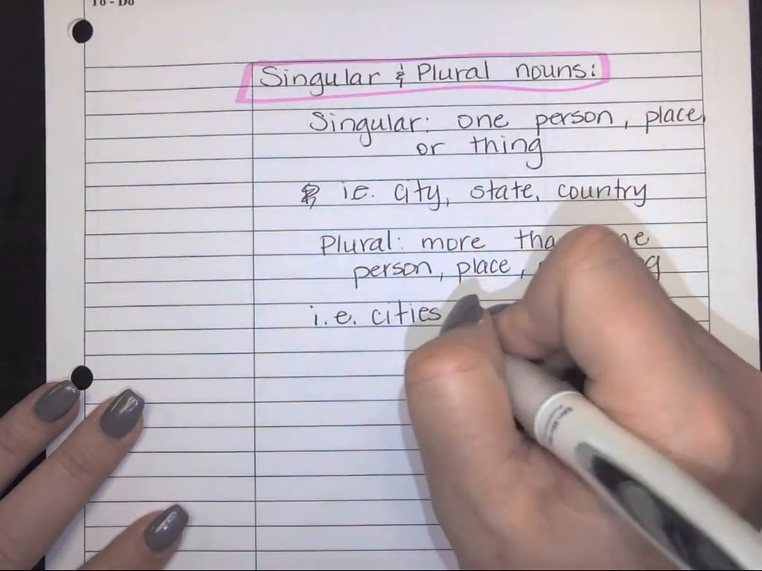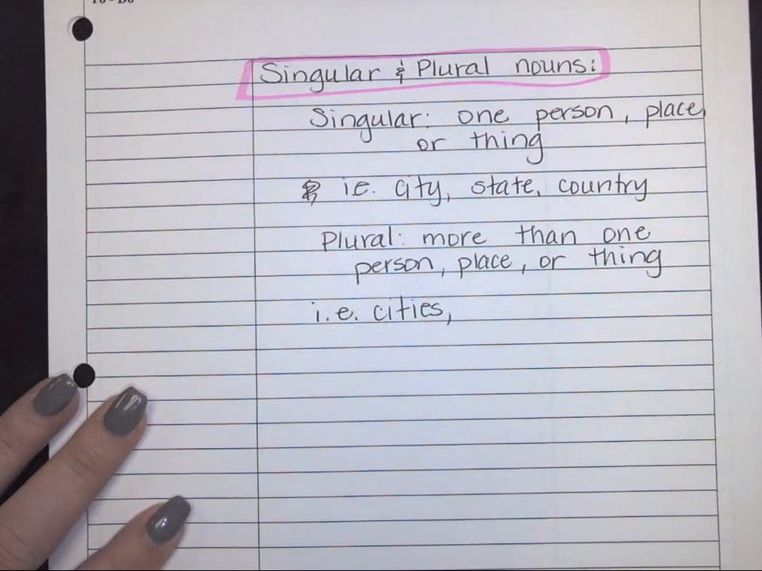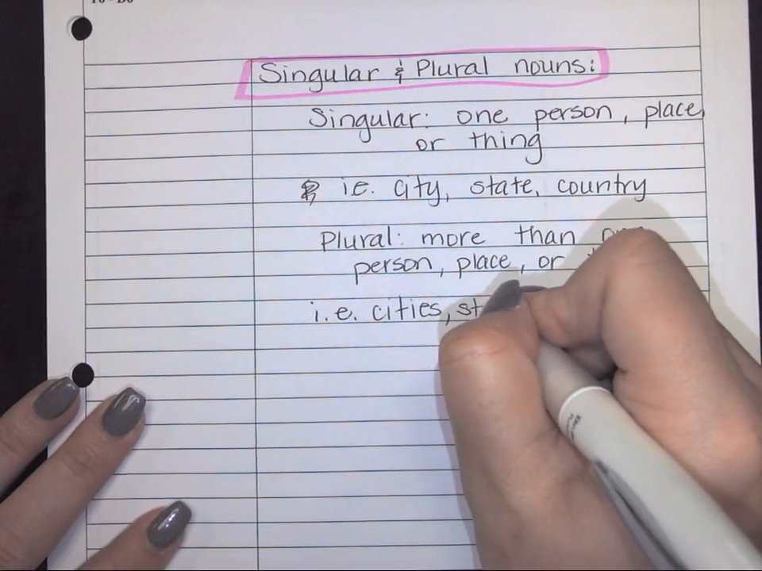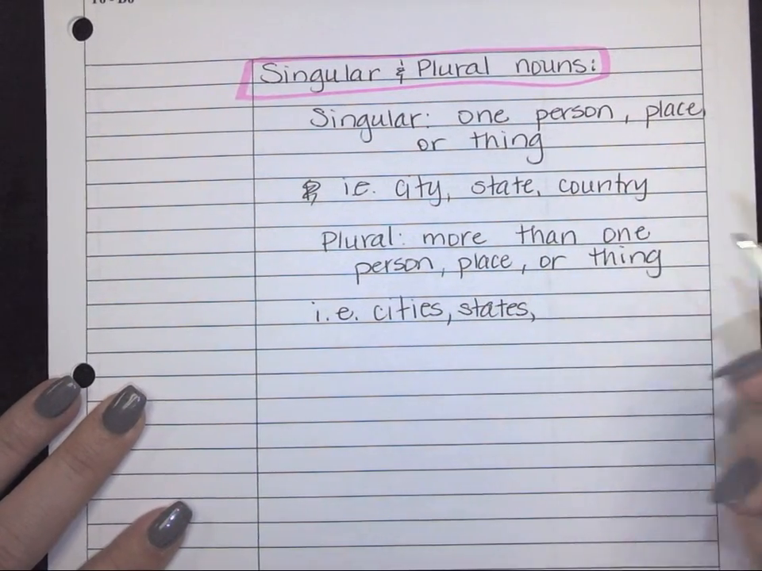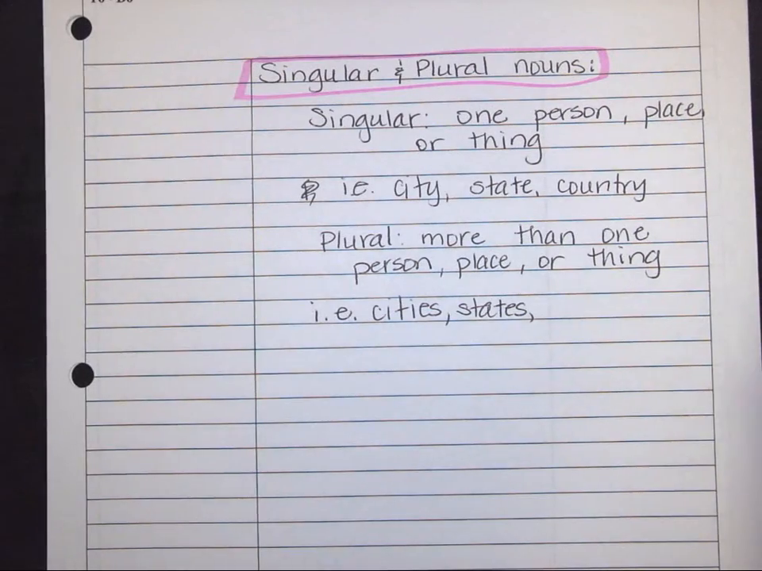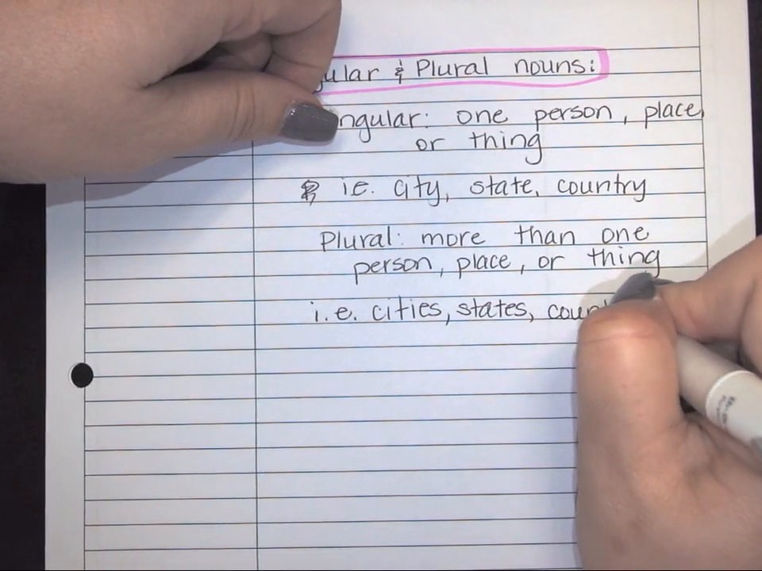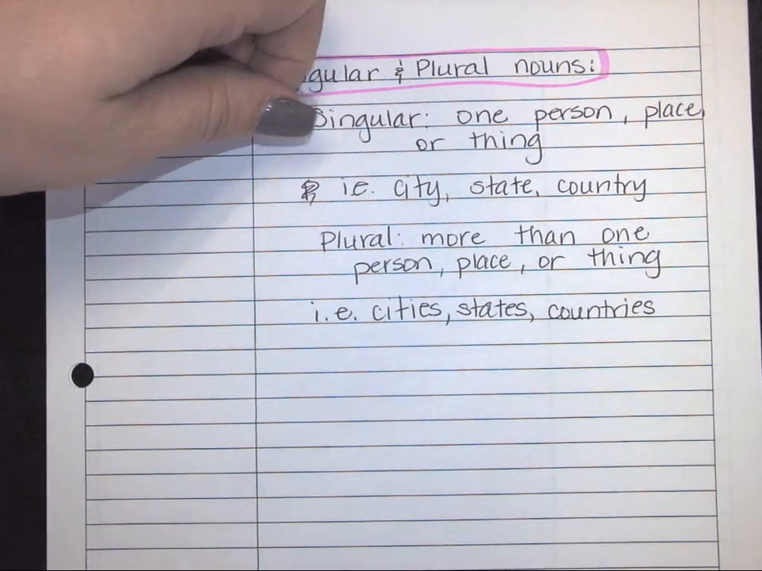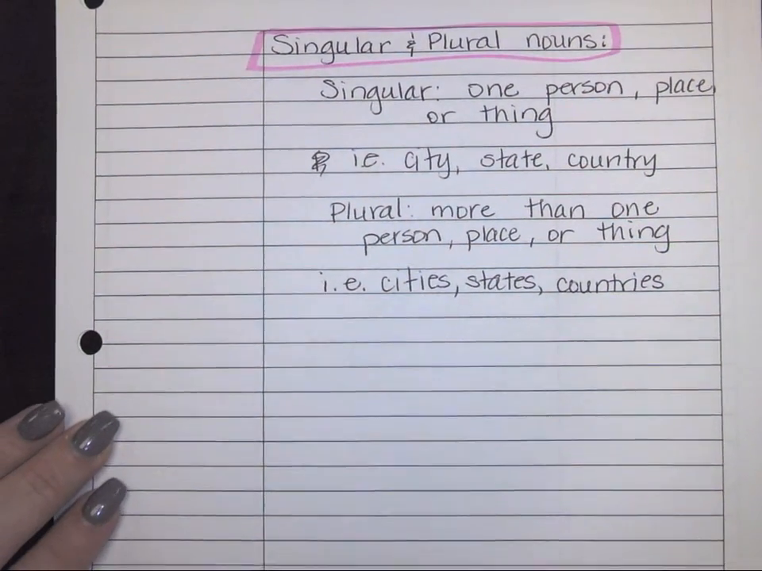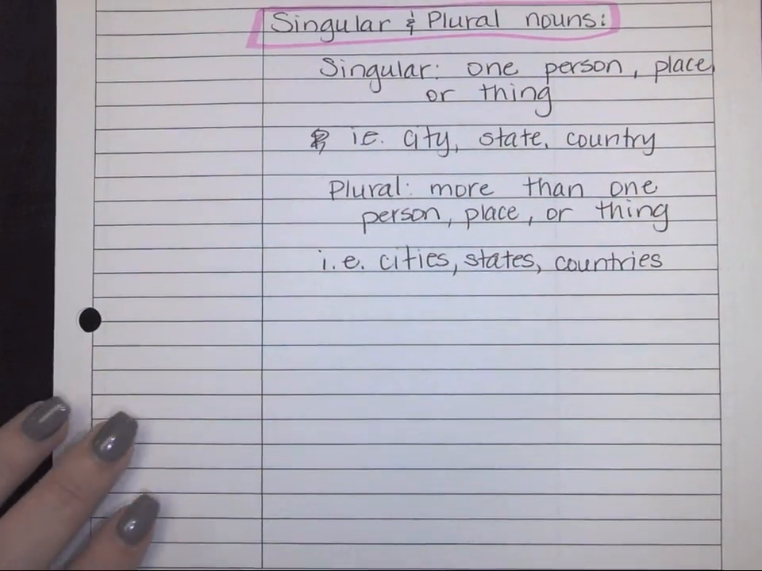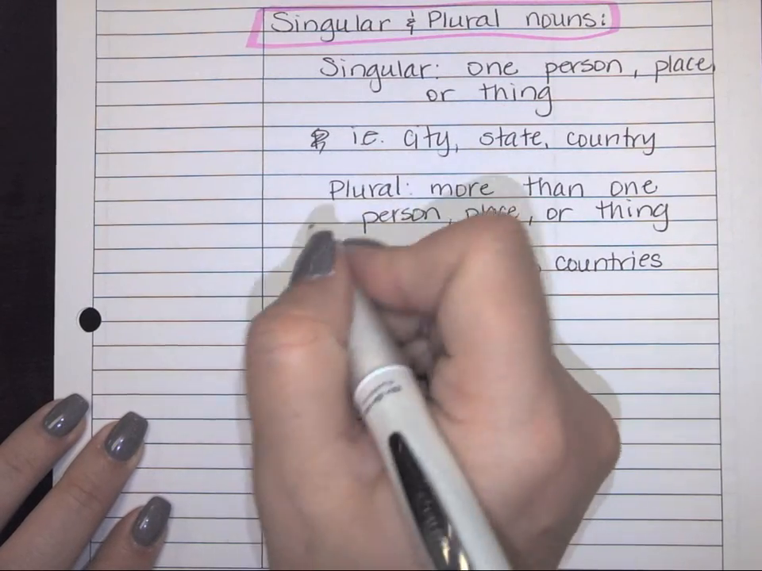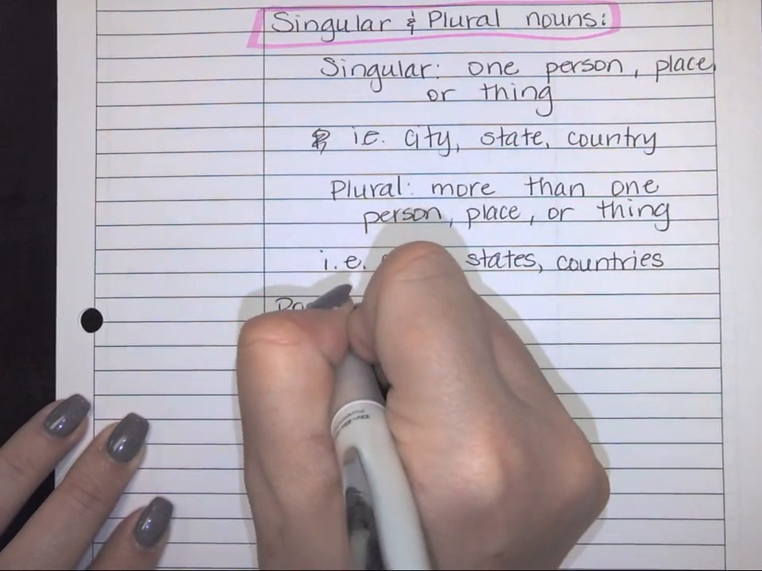All right. What's the plural of state? States. Come on, guys. Say it with some confidence. What's the plural of country? Countries. Yeah. See. All right. And our last type of noun is a possessive noun. What do you think possessive means?